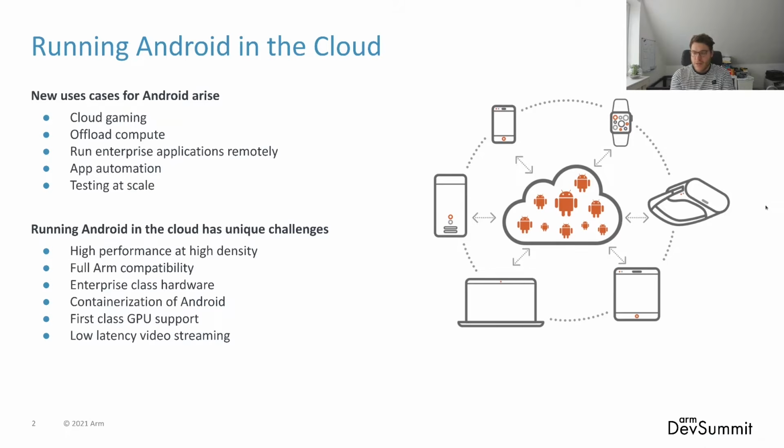Android, as you know it, is traditionally known to run on smartphones, tablets, TVs, and nowadays even cars. I guess most of us have an Android phone in our pockets. But besides running Android on physical devices, various new use cases have come up throughout the last years. This includes cloud gaming, offloading compute of typical Android applications to the cloud for higher efficiency, and moving enterprise applications which formerly ran on physical devices to cloud instances, for example, for data protection.